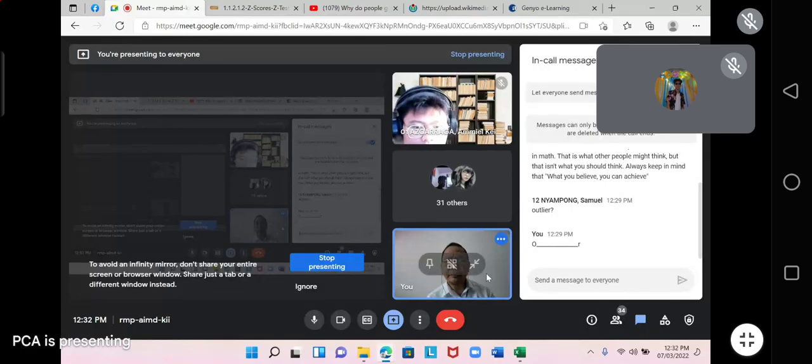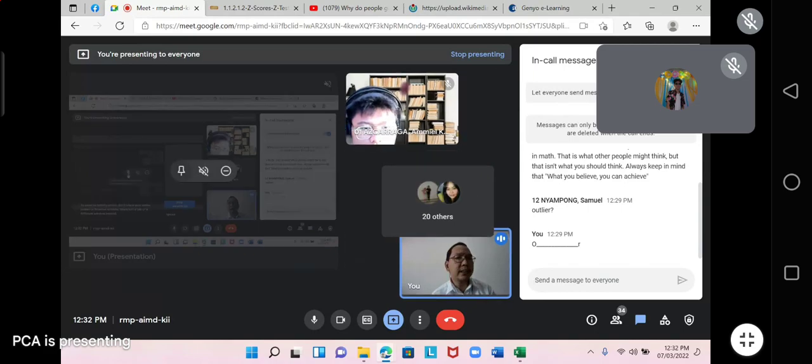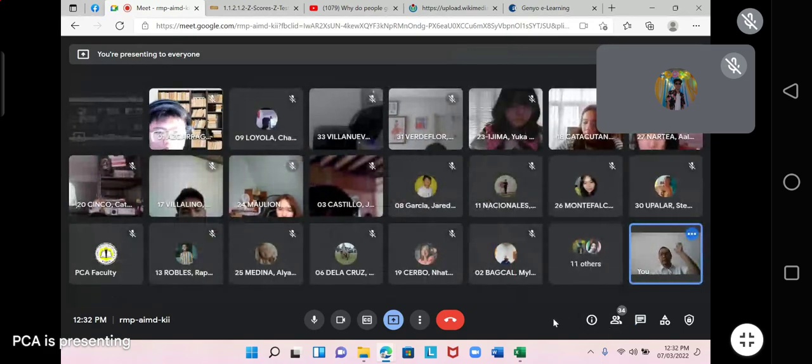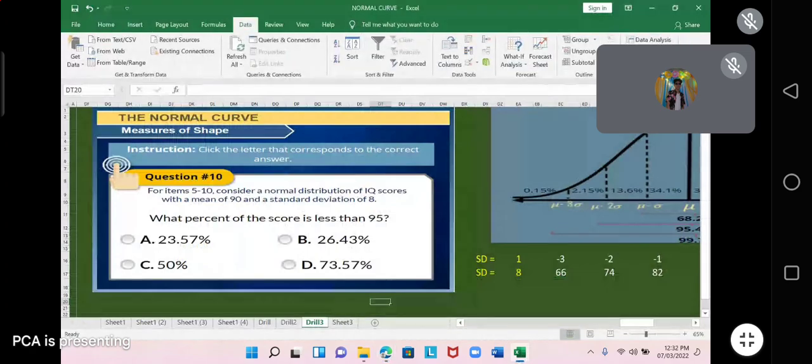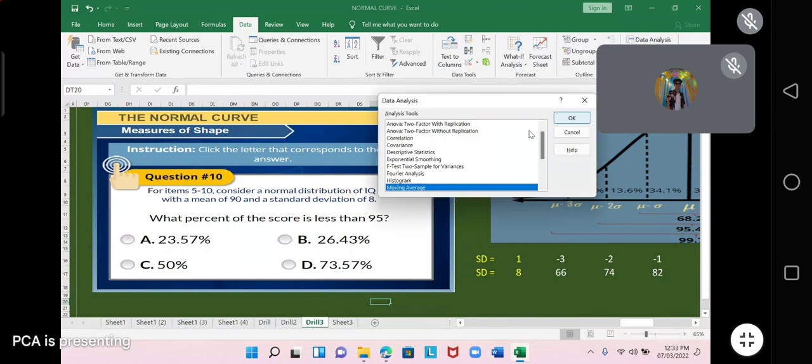As a histogram. Has anyone studied the histogram in advance? Raise your hand. Data analysis. The data analysis is seen here, data and data analysis. Did you try this one? How do you add this in your Excel? Because if you notice, you don't have this data analysis. How do you add it? When you click data analysis, there is a histogram there. Did you study that in advance?